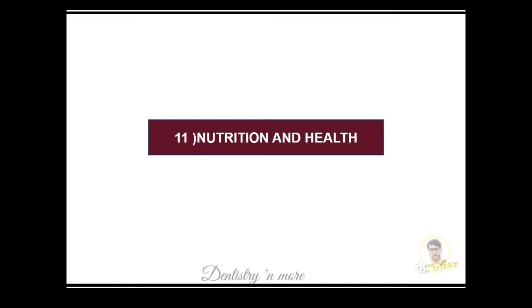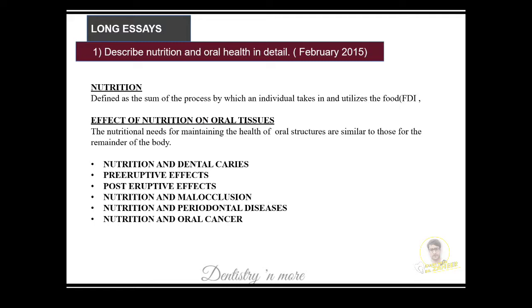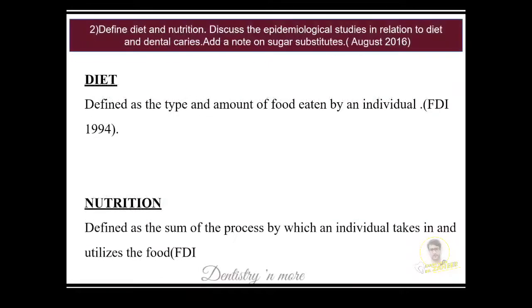Next, we have a chapter which is not very important: nutrition and health. The basic questions are: define nutrition and the importance of nutrition in oral health. Nutrition, we know, is a process by which an individual takes in and utilizes food. That is what the patient consumes. Nutrition is what is taken from the diet. So nutrition and dental caries, how it affects pre-eruptive effects, post-eruptive nutrition and malocclusion, periodontal disease, and oral cancer. So diet is, as I said, the food eaten by an individual, and nutrition is what is consumed out of the diet.